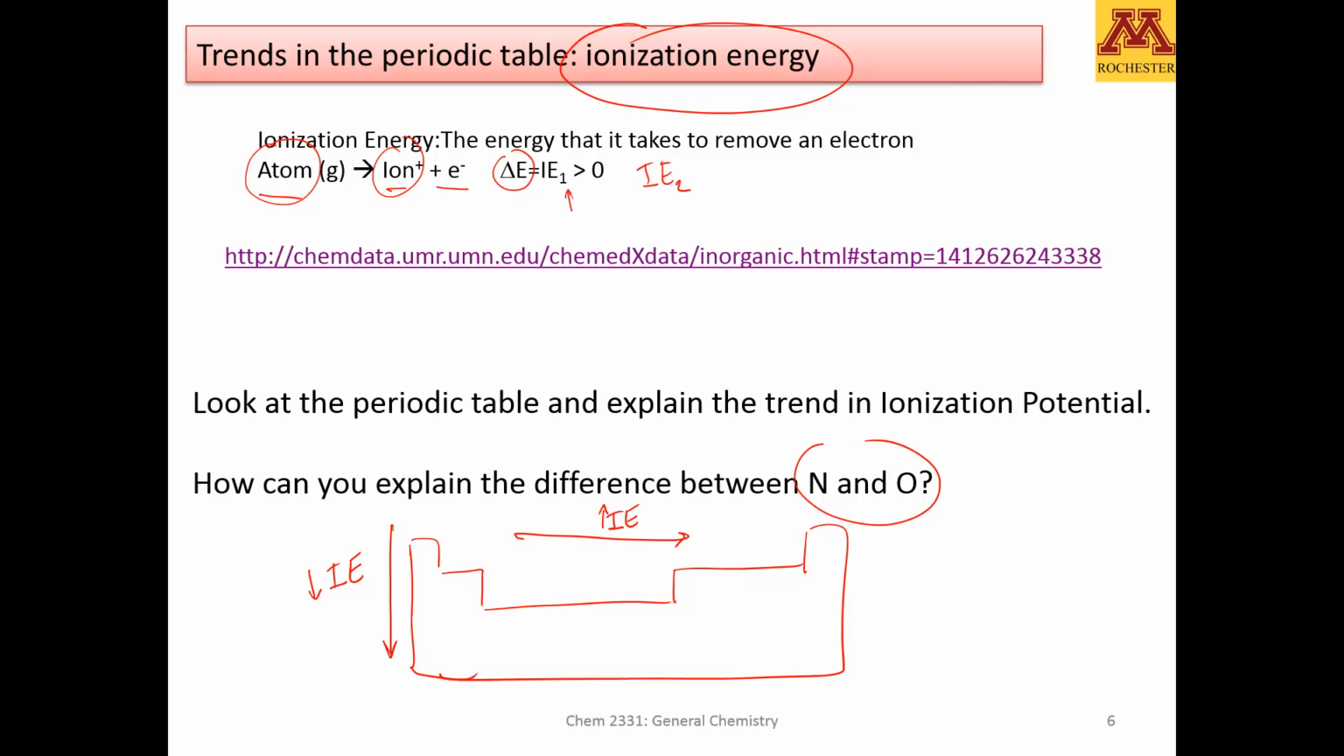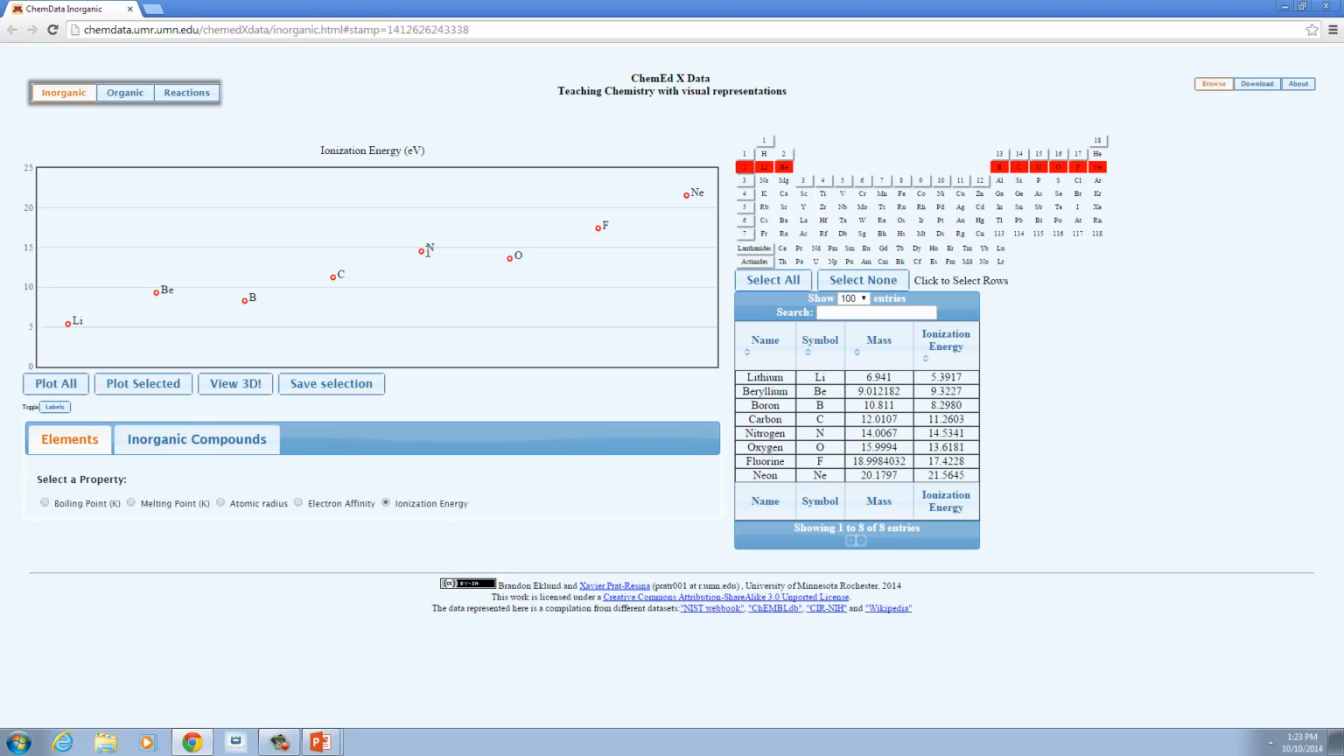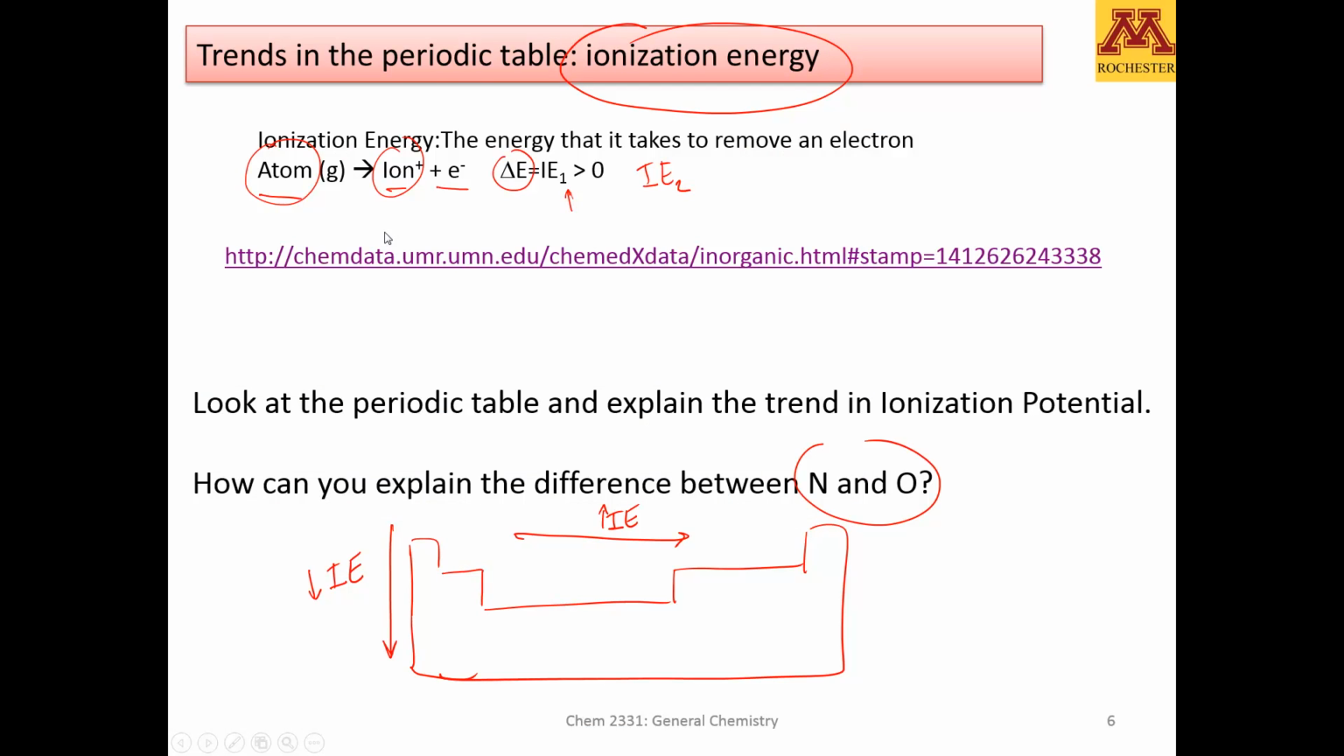Why is it that, I remind you, nitrogen and oxygen, or beryllium and boron, do not follow that trend? It's because of the stability of half full or completely full shells. Notice that nitrogen, being a 2s2 2p3, has a half full shell. Oxygen is a 2s2 2p4. It is not a half full shell. So this is fairly stable, therefore it takes more energy to remove this electron.